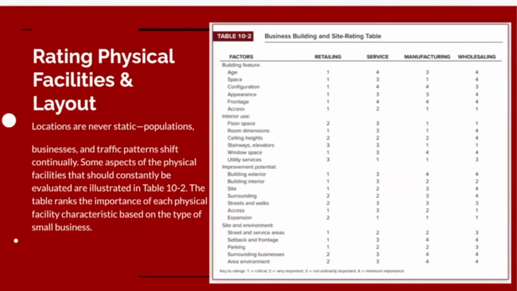So for example, in retail, there's a lot of ones and twos, meaning that most things, such as the building features or the dimensions or the window space, are really, really important. Whereas wholesaling or even storage, those things probably wouldn't be so important. So what we find is that retail has a lot of things that are important, whereas for wholesale, where the customer is not really coming into the store, it is not as important.